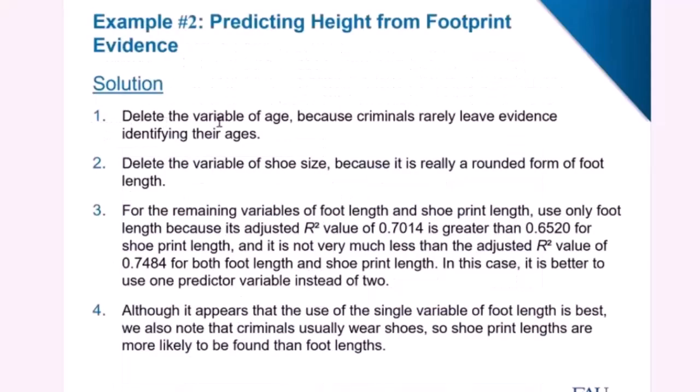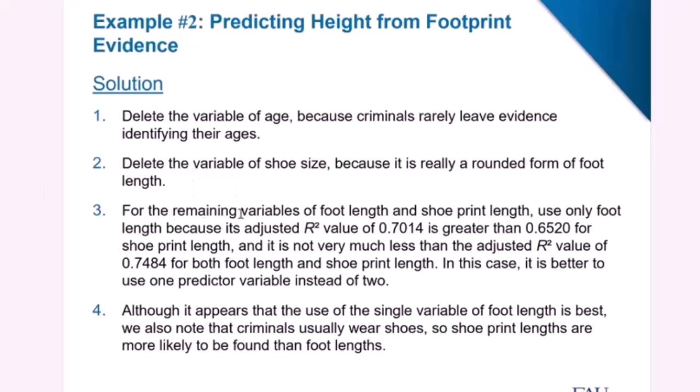Solution. Delete the variable of age because criminals rarely leave evidence identifying their age. Delete the variable of shoe size because it's really a rounded form of foot length. And sometimes shoe sizes run differently. I'm sure you bought shoes and sometimes you might wear an 8 and sometimes you might wear an 8.5. It's not a great predictor.